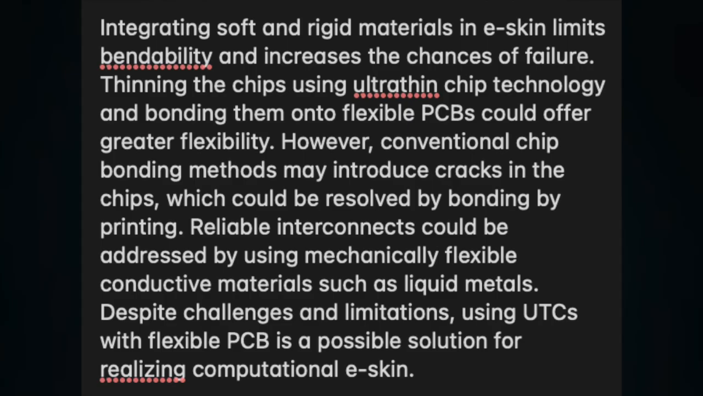Integrating soft and rigid materials in E-skin limits bendability and increases the chances of failure. Thinning the chips using ultra-thin chip technology and bonding them onto flexible PCBs could offer greater flexibility. However, conventional chip bonding methods may introduce cracks in the chips, which could be resolved by bonding by printing. Reliable interconnects could be addressed by using mechanically flexible conductive materials such as liquid metals. Despite challenges and limitations, using UTCs with flexible PCB is a possible solution for realizing computational E-skin.